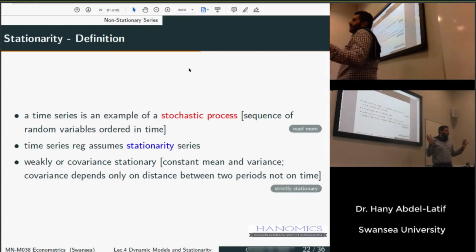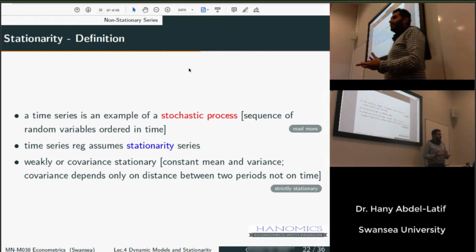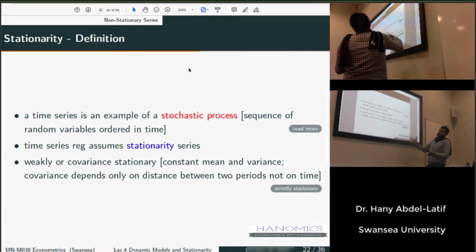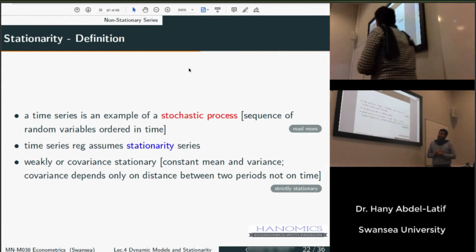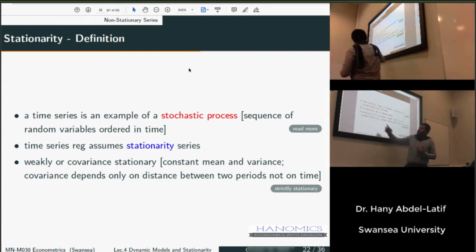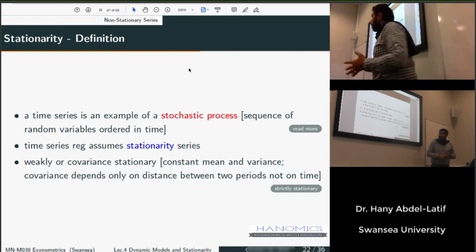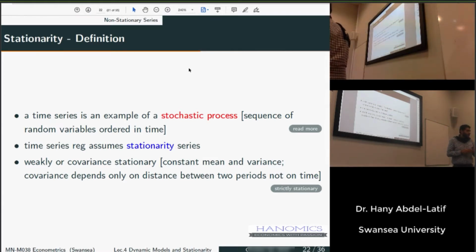As a general definition, first we need to think of what a time series is. A time series is an example of a stochastic process, which means it's a sequence of random variables ordered in time. The main issue here is that when we run regression on time series, the regression assumes that these time series are stationary, which means they have constant mean, constant variance, and the covariance depends only on the distance between two periods, not on time itself.